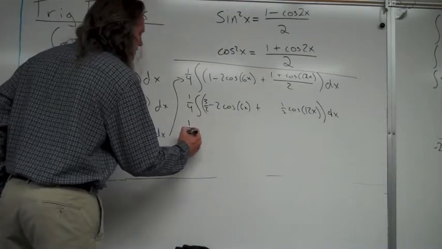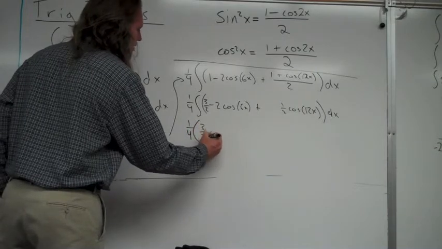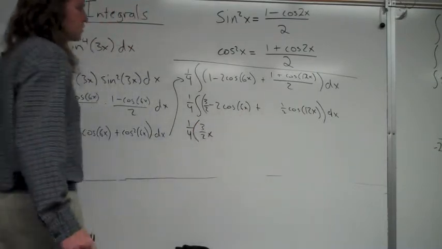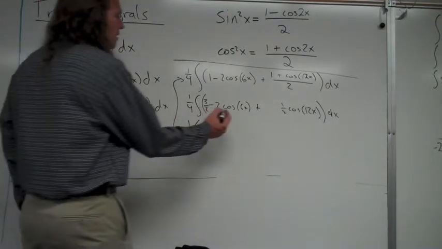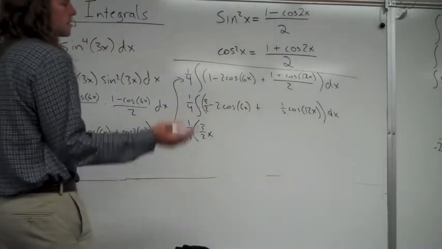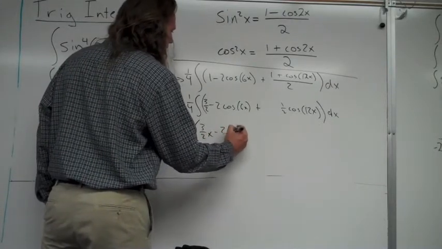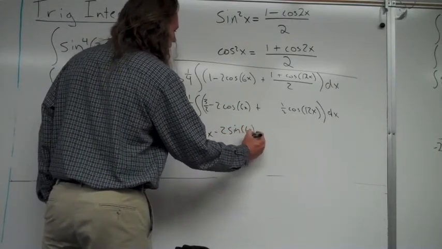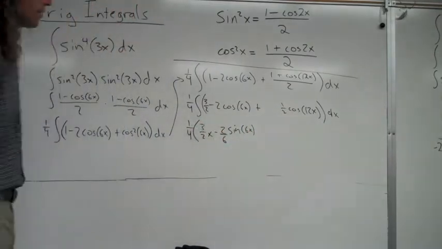The antiderivative, the 1/4 stays in front, the antiderivative of 3/2 is just 3/2 x. The antiderivative of, there's 2 cosines, remember, antiderivative of cosine is sine. The derivative of the center function is 6, so I'll just end up dividing by that. So it's going to be minus 2 sine of 6x, and then I just divide that by 6. So I could simplify that to 1/3 if I wanted to.